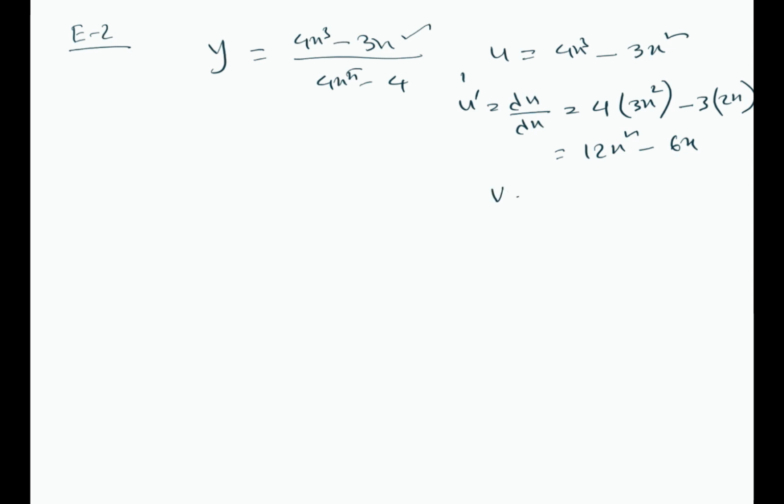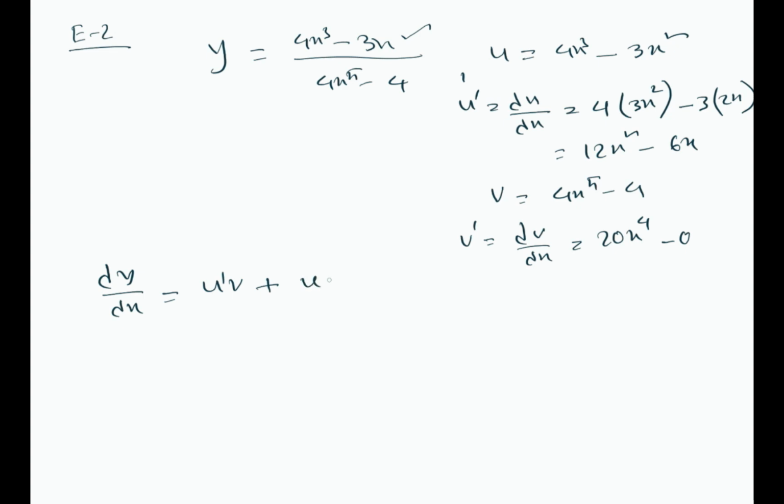Okay, and our b is equal to 4x to the power 5 minus 4. So b prime, or db/dx, is 4 times 5, 20x to the power 5 minus 1 is 4, and minus 0. Okay, so we do have all the things to differentiate this function y. So dy/dx is equal to, first I can write the product rule formula: u prime b plus u b prime, right?